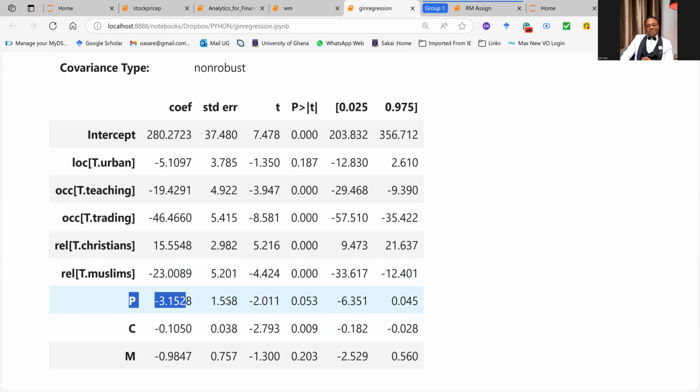Theophilus. Price. The one I've highlighted. What would you say, Theophilus? Theophilus. Hello, sir. Go ahead.